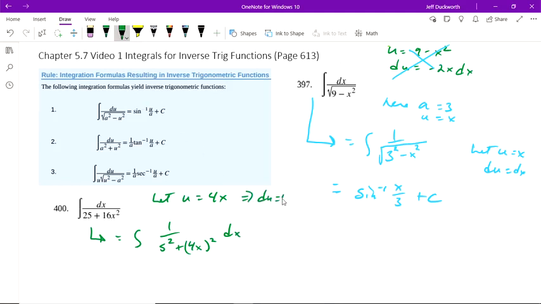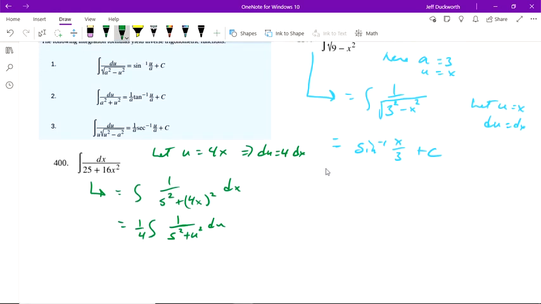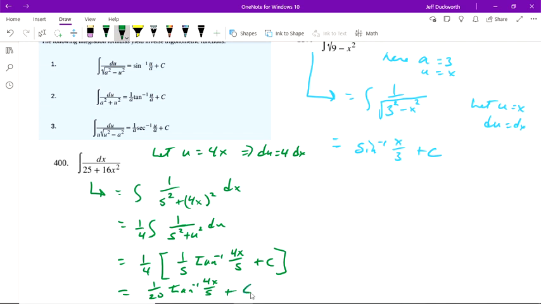Well, this means that du is equal to 4 dx. So I'm looking here at 1/4 of this 1 over 5 squared plus u squared du. So I'm going to be able to use that number 2, but I have a 1/4 to deal with, so it'll be very close. So that'll be 1/4, and what I'm left with here is this 1 over a, so 1 over 5, here a is 5, inverse tangent of u over a, so that's u is 4x, and then plus c, which means I have 1 over 20 inverse tangent 4x over 5, and then plus 1/20 times c. 1 over 20 times c is still just some c, so it's still a constant. So that's how we deal with these, whether we have a u substitution necessary or not.